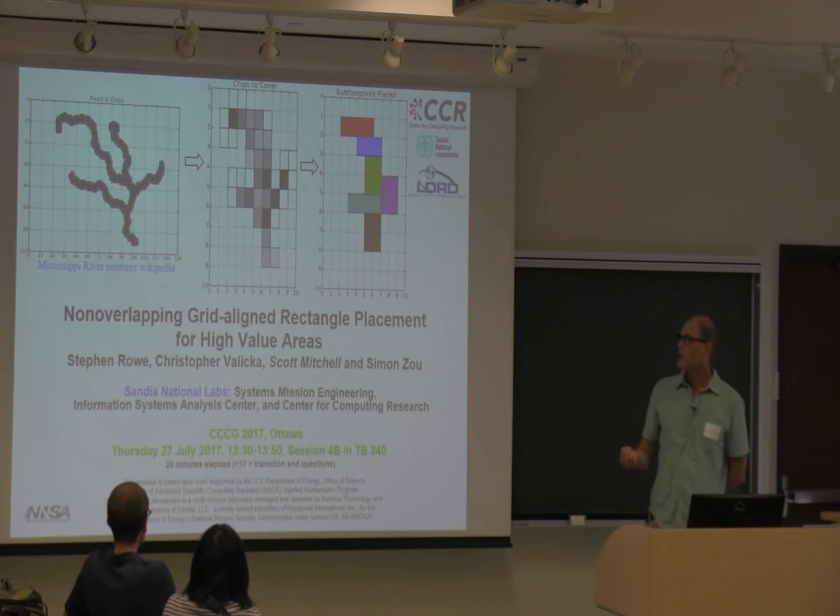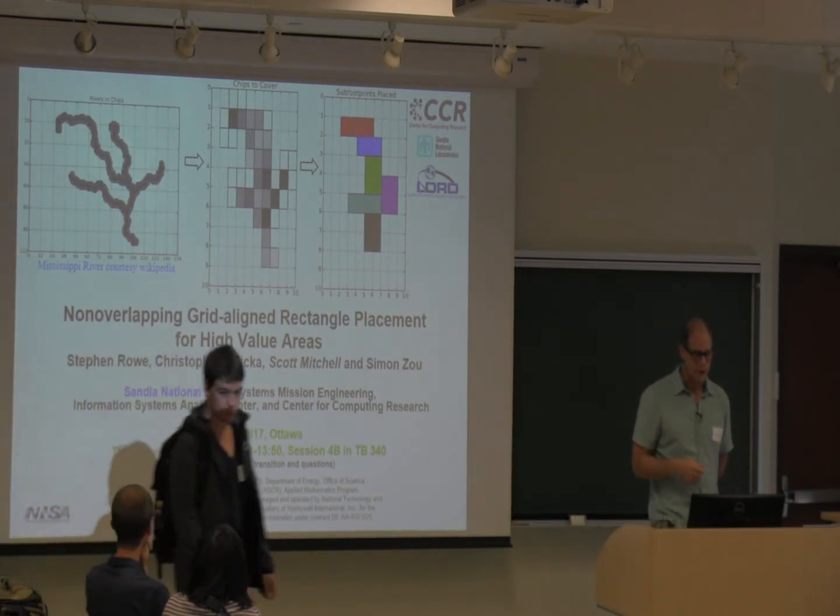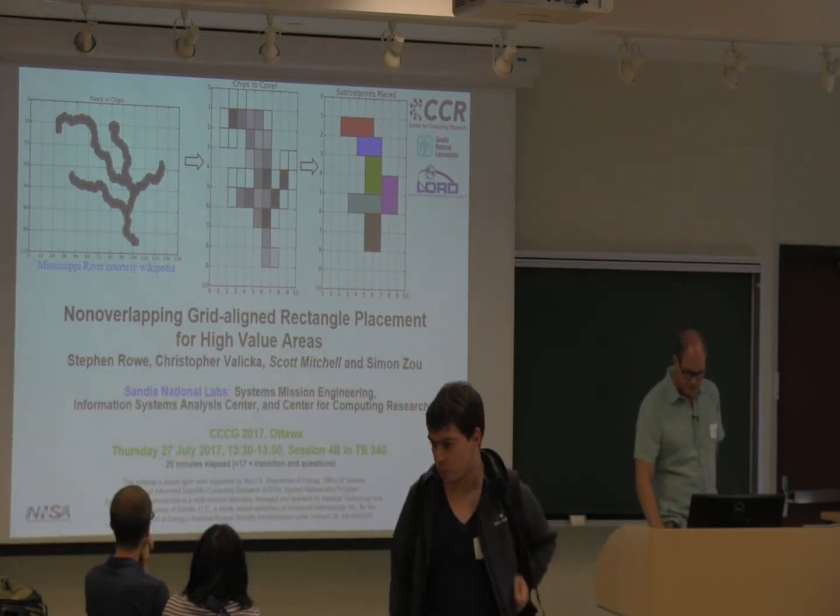Eventually we'll drill down to one specific problem, which is, you have a camera image and some sets of pixels are more interesting than others, and how can you pack some rectangles to cover those more interesting regions.